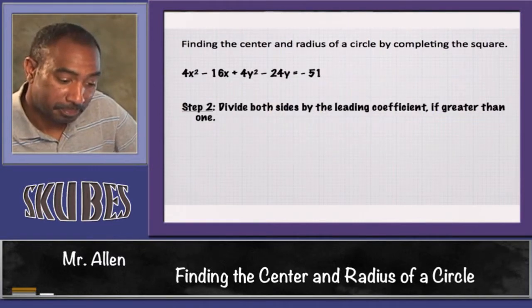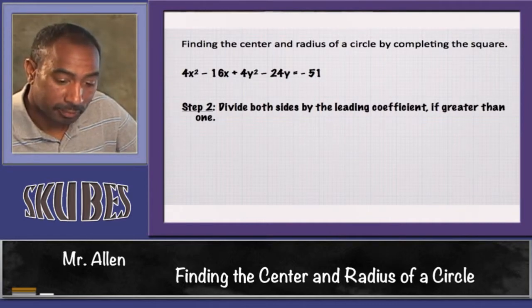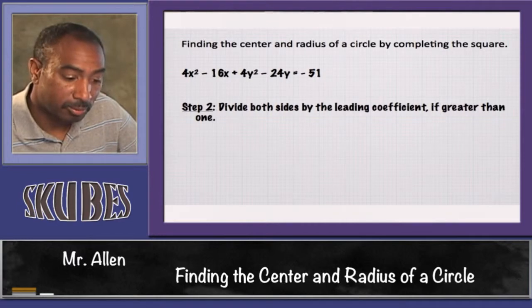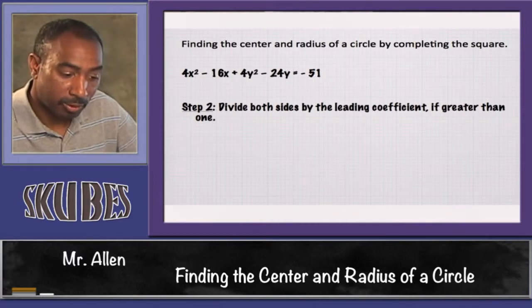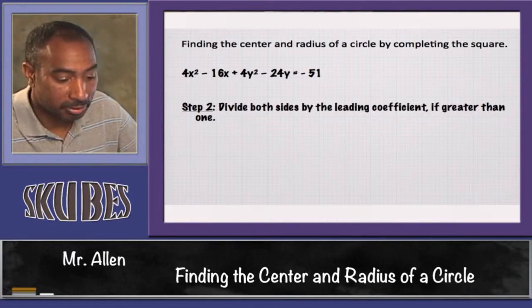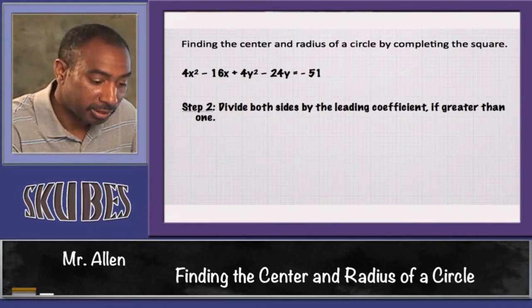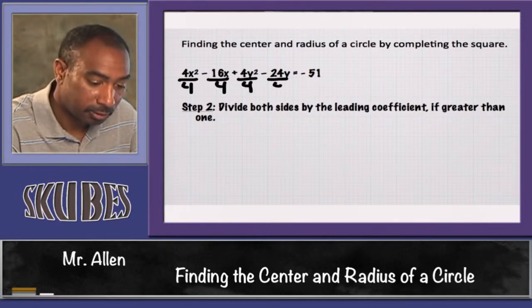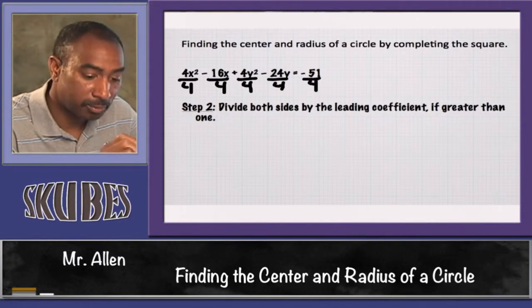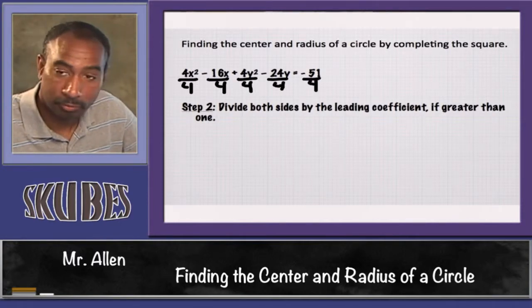All right, next step. You want to divide both sides by the leading coefficient if it's greater than 1. Since we have a 4, and 4 is greater than 1, you're going to divide everything by that coefficient. So we're going to divide everything by 4, because in order to complete the square, the leading coefficient has to be 1.